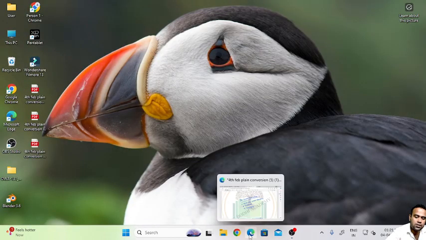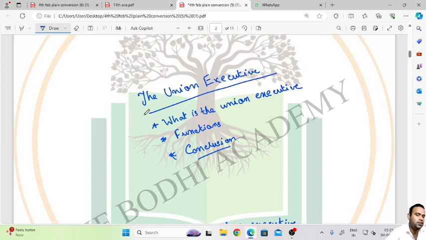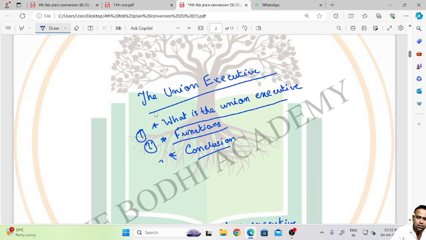Today we are going to discuss the chapter the Union Executive. Now, what is the Union Executive? It's a very important chapter and today let's discuss it in detail. We are going to discuss it on three main points. The first point is what is the Union Executive? The second point is what are the functions of the Union Executive, and the third point is the conclusion. So without any further delay, let's start.